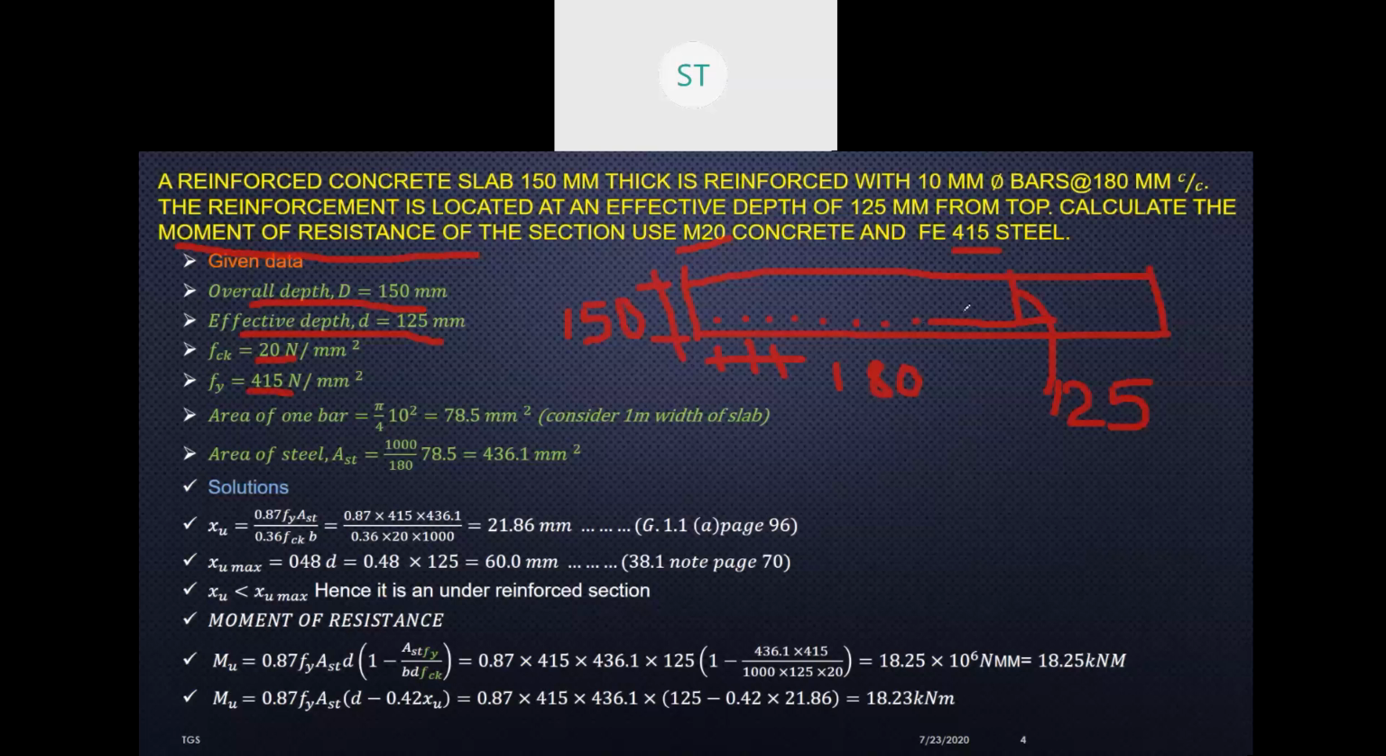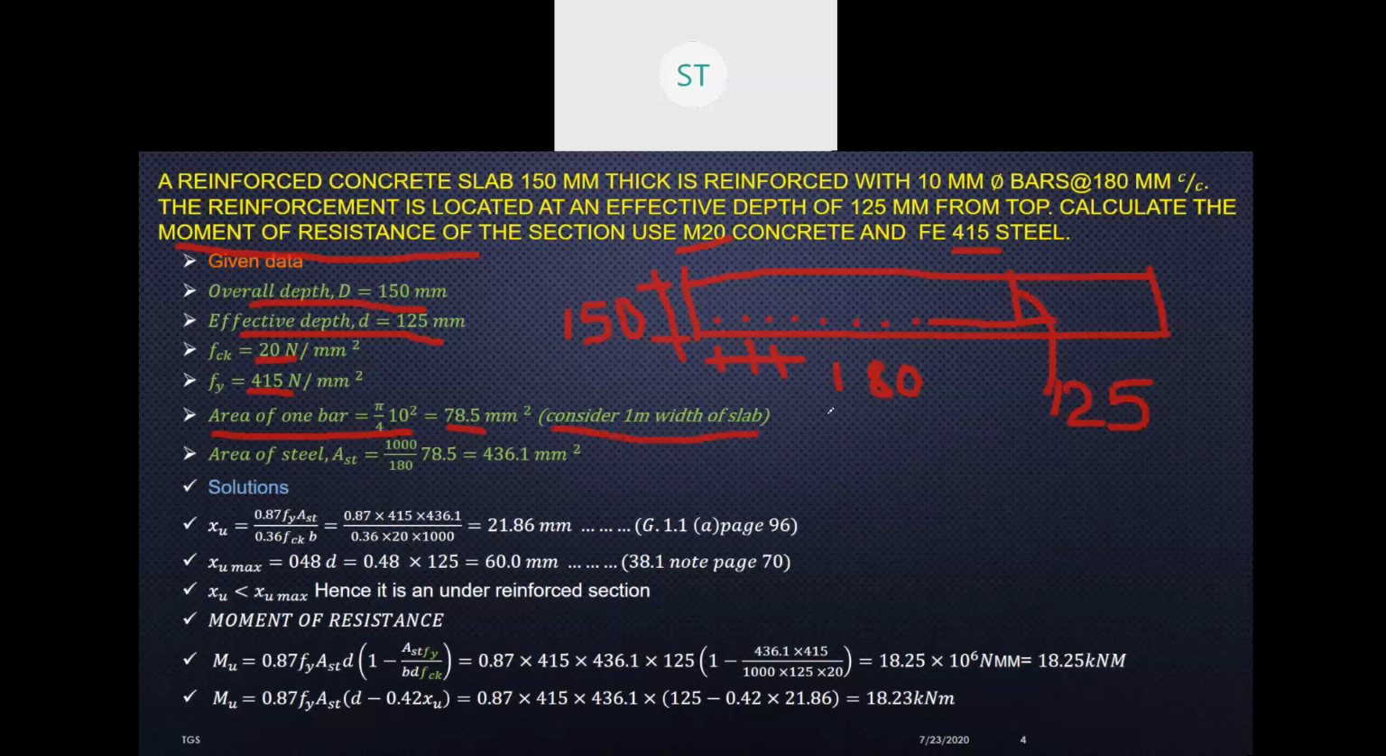And area of steel is 10 mm diameter bar. So first find the area of one bar, pi by 4 d square. So this is the area of the bar. The length of the slab is not given. This is an RCC slab, a very small thickness, 150 millimeter, but the length of the slab is very large. So the length is not given. So we consider only 1 meter width of slab. The design is for 1 meter width of slab.